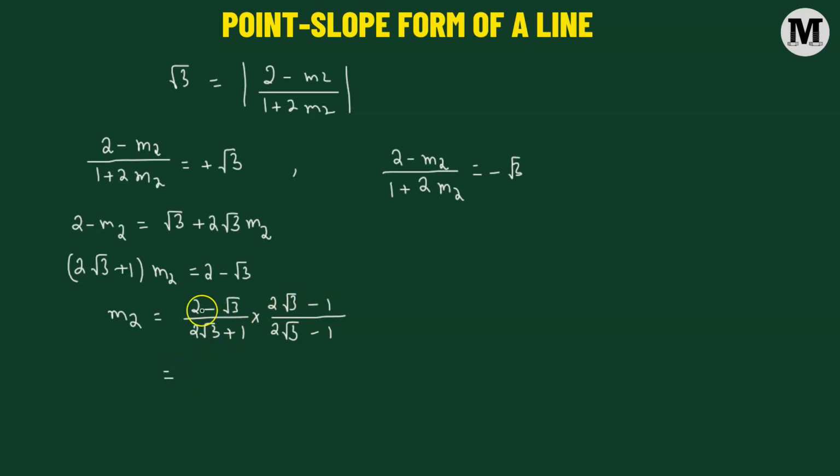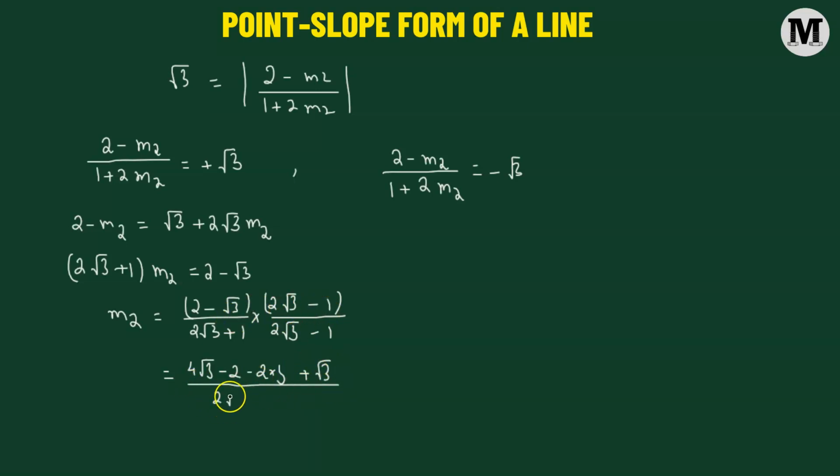So in the numerator, we're going to get (2 minus square root of 3) multiplied by (2 square root of 3 minus 1). So we should get 4 times square root of 3 minus 2 minus 2 times square root of 3 times square root of 3. So that's going to be simply 3 plus square root of 3, negative square root of 3 minus 1. That's positive square root of 3.